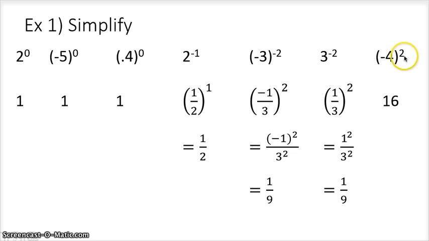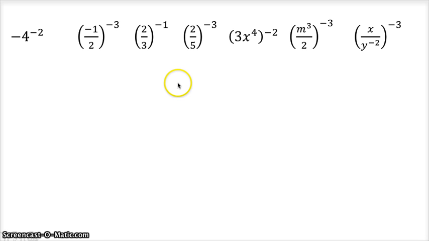Negative 4 squared, okay, it's not a negative exponent, so you don't flip. You just say negative 4 times negative 4 and you get 16. So now I want you to try these questions, the second line of the examples, and then come back. So pause this for a couple minutes and then come back.